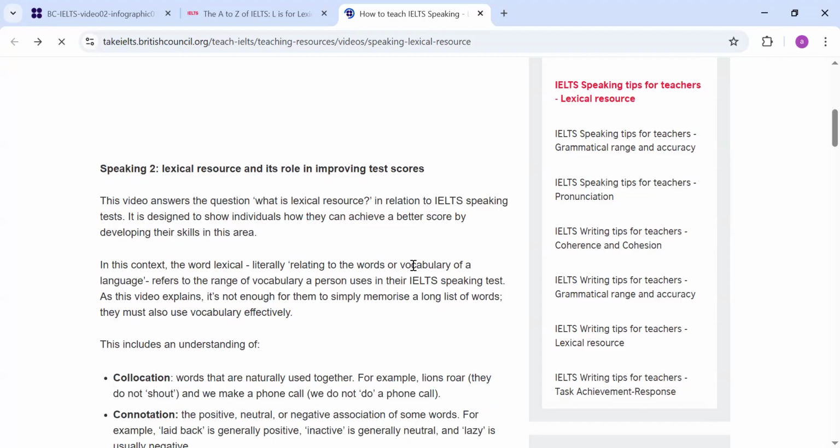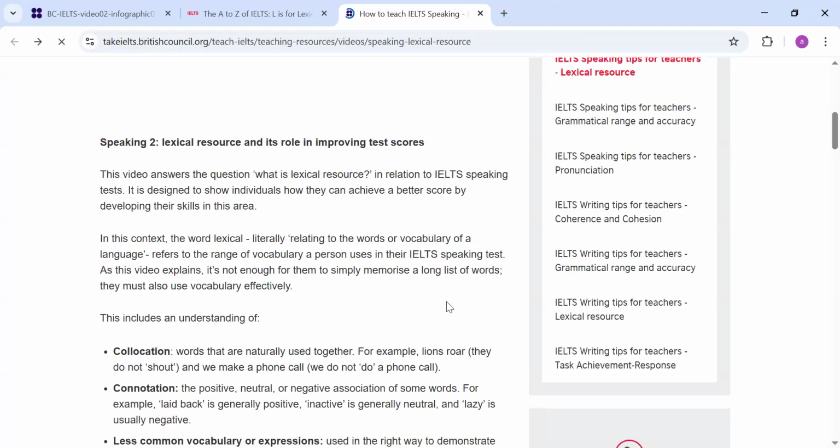What is lexical? Basically, we are discussing how we use different types of words, how we vary our vocabulary in different contexts, and how sometimes we change the synonym, and sometimes we change the part of speech. It refers to the range of vocabulary a person uses in their speaking test. As this video explains, it is not enough to simply memorize a long list of words. They must also use the vocabulary effectively.